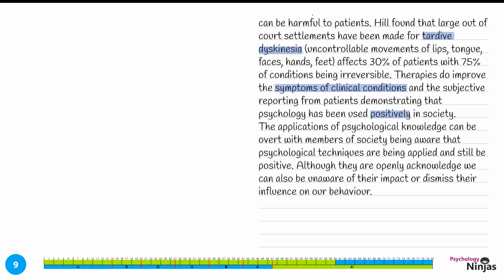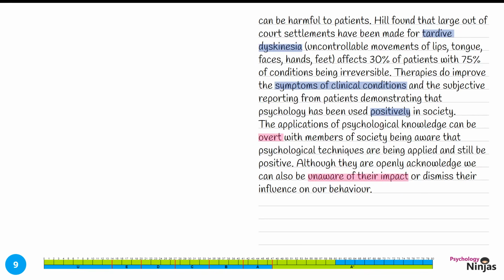The applications of psychological knowledge can be overt, with members of society being aware that psychological techniques are being applied and still be positive. Although they are openly acknowledged, we can also be unaware of their impact or dismiss their influence on our behaviour. Here we're talking about the nature of psychological applications being overt or being known to the public. However, we're still saying these are positive and we might be unaware of their impact. So although they aren't hiding that we're trying to change behaviour, we might not necessarily acknowledge that they actually are changing our behaviour. We're then going to evaluate this with particular techniques from research.